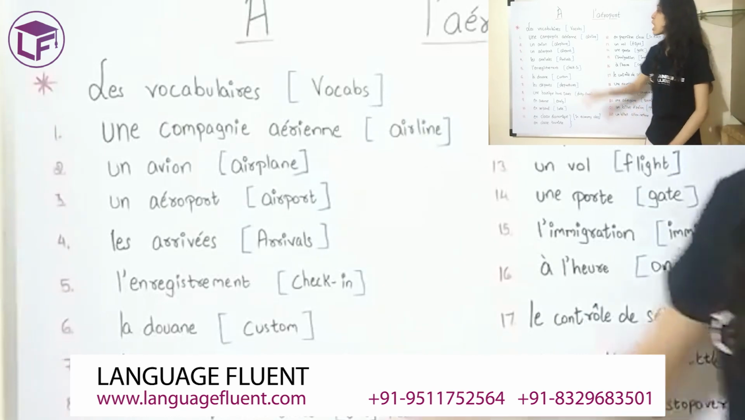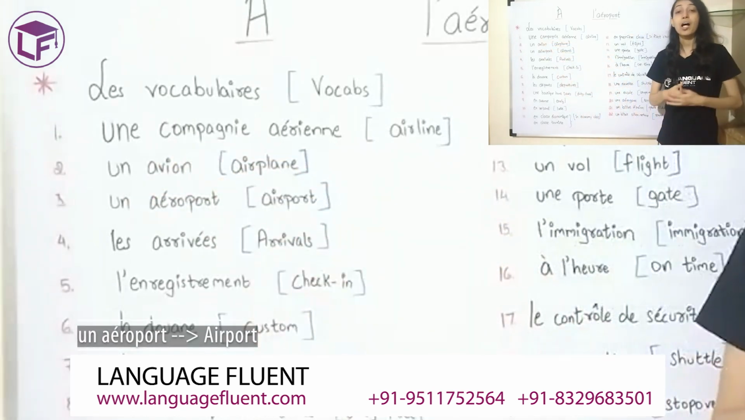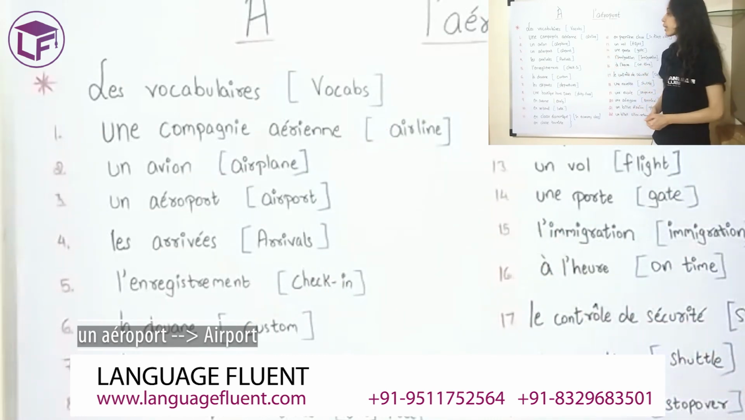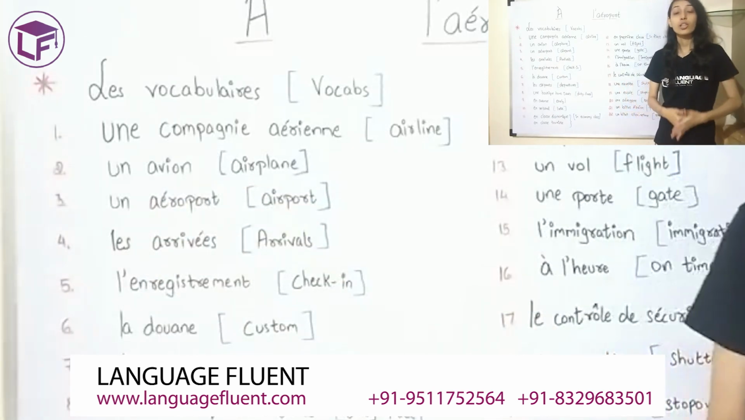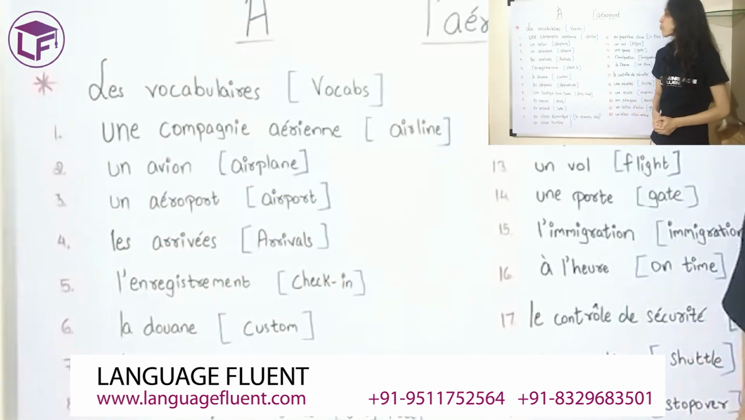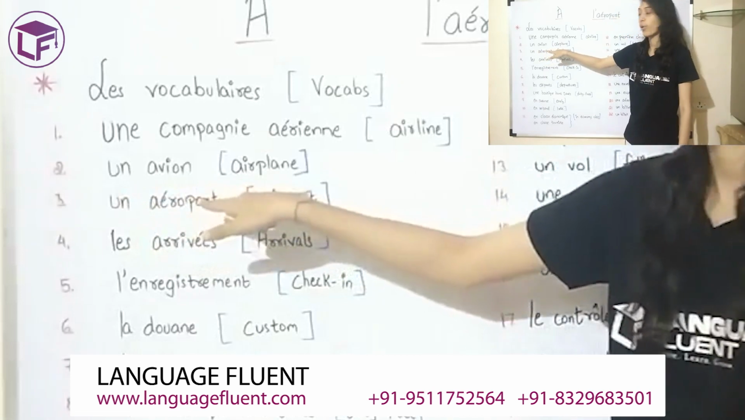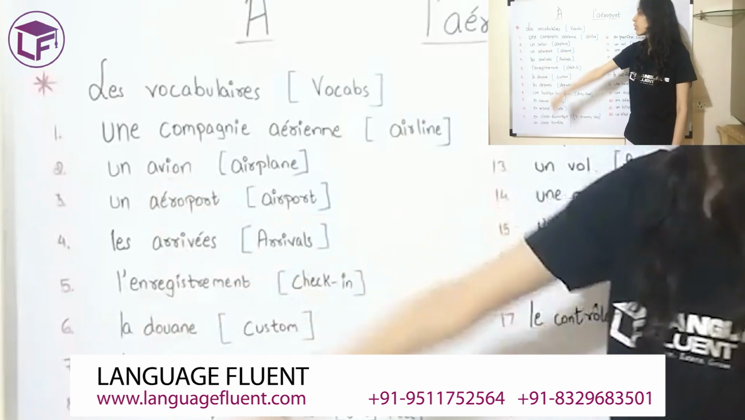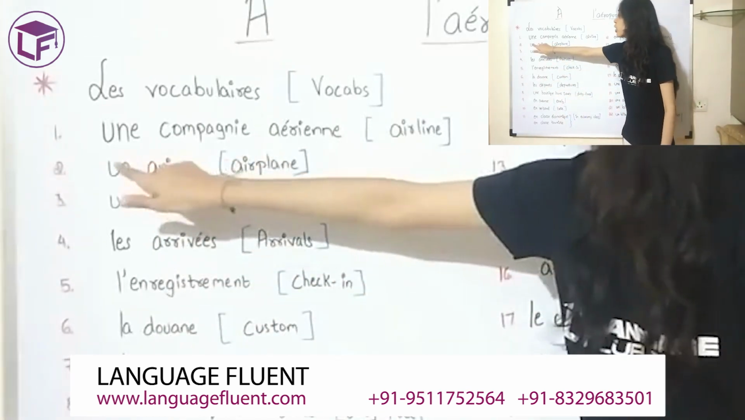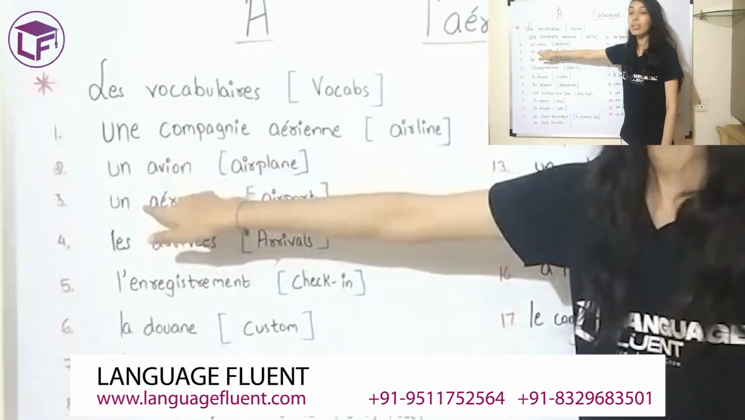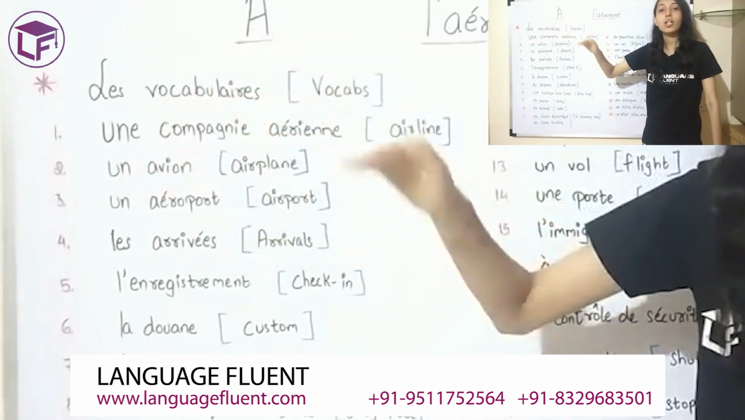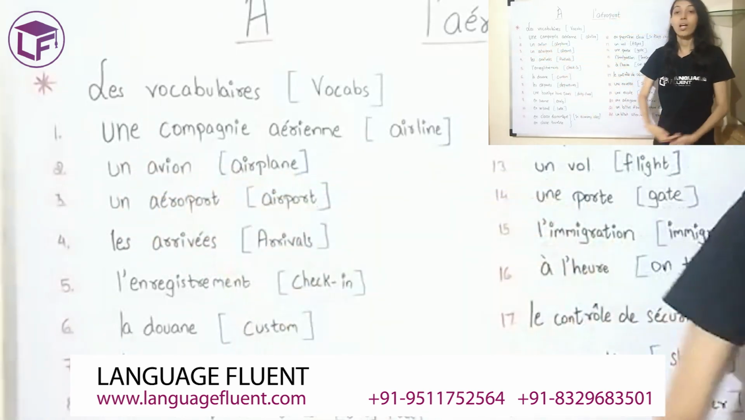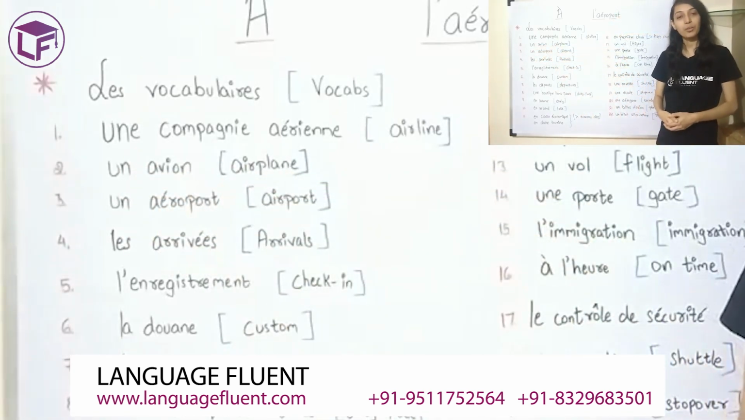Then we have un aéroport. Un aéroport, which means airport in English. Again we have un. So here un is masculine. But here we say un aéroport because the word is starting with a vowel. So even over here, un avion. We don't say a avion, we say un avion. Again over here, un aéroport is the pronunciation.